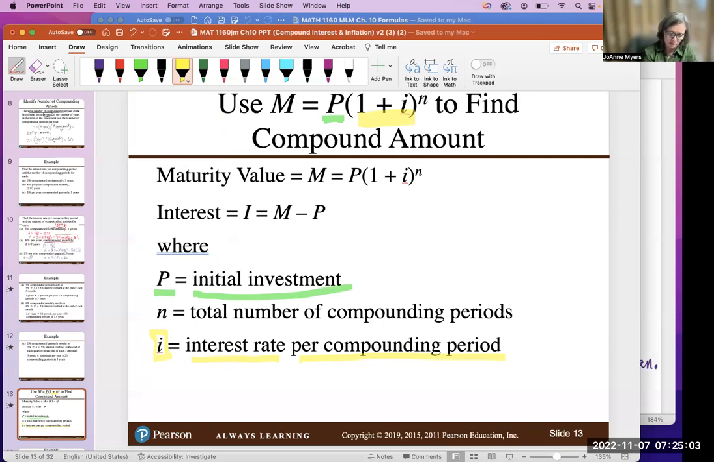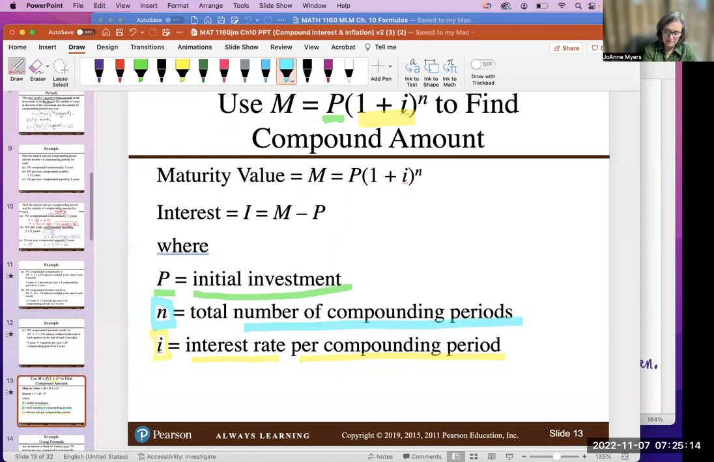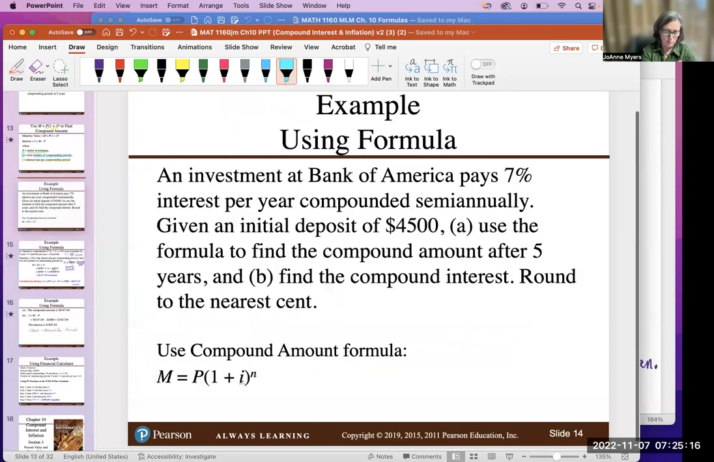And then N is still the number of compounding periods. It is not the number of years. It's the number of years times the number of times they add the interest each year.